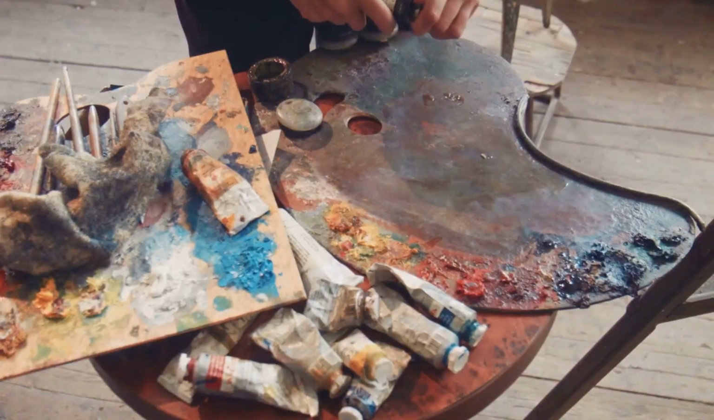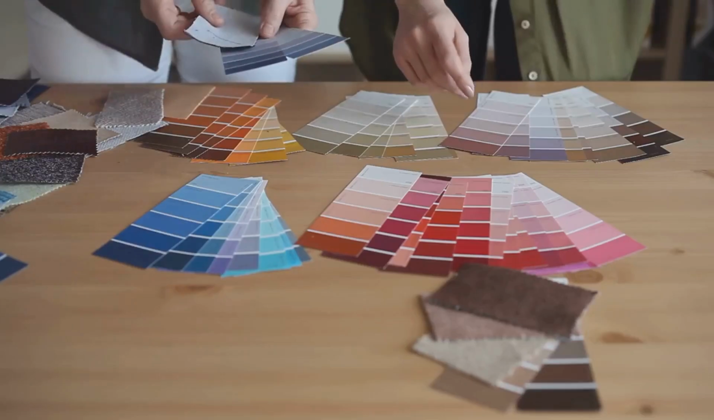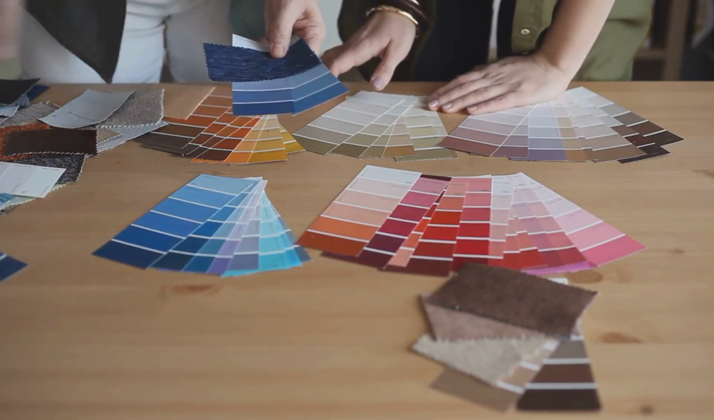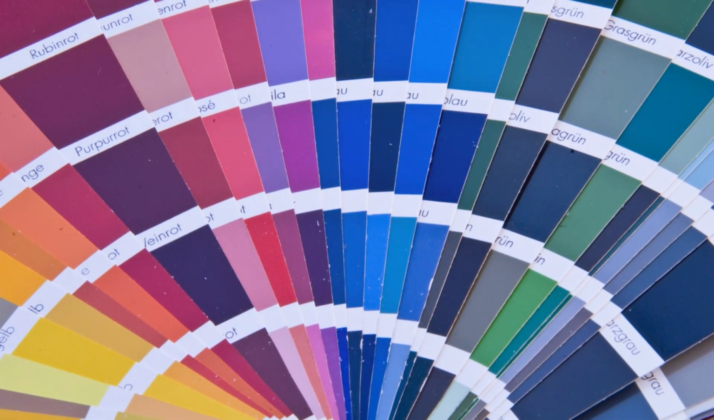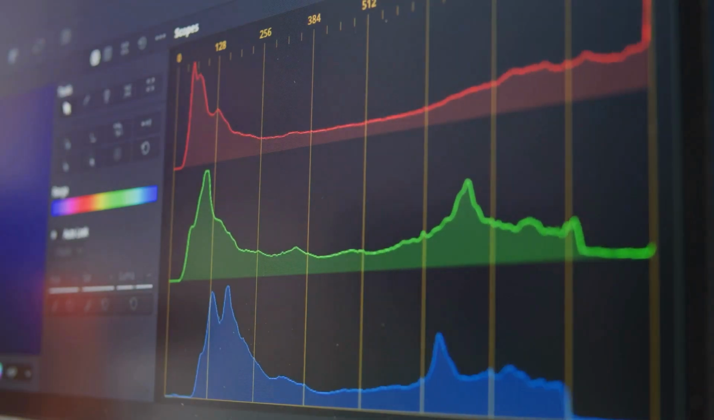Hello friends, today let's talk about color. Color is like a happy little accident. It can turn a blank canvas into a beautiful masterpiece. Understanding color theory is like having a secret weapon in your artistic toolbox. It helps us understand how colors work together. We can create stunning visuals that capture the eye and the imagination.